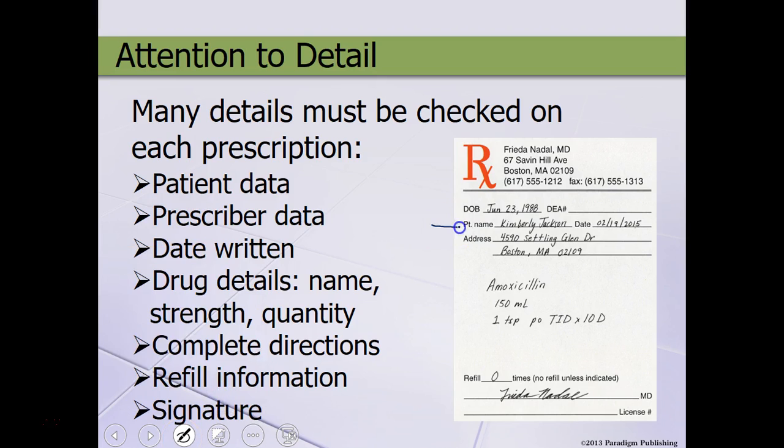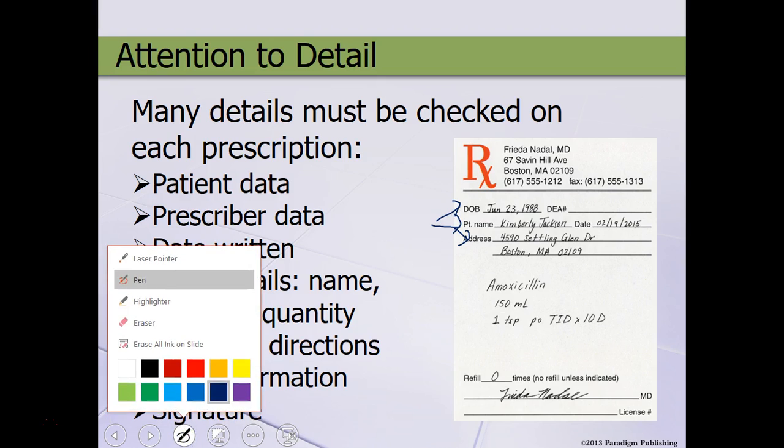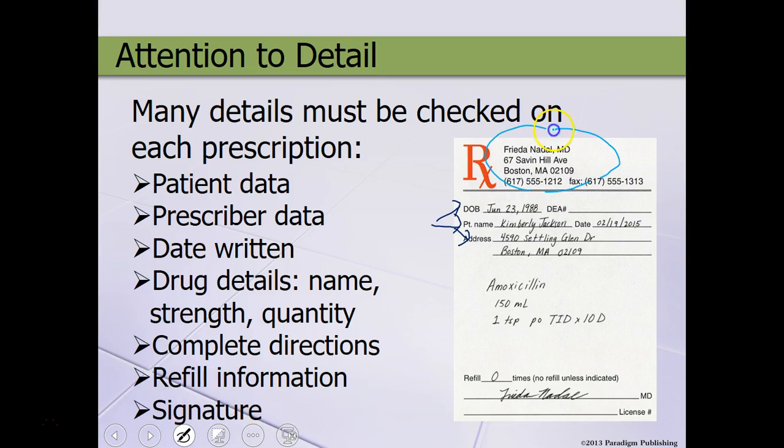Patient data. So we've got the patient name. That includes the patient's address. Also, the patient's date of birth should be on the prescription. The prescriber data should be noted at the top of the prescription, including the prescriber's name, their address, and a contact number. The date the prescription was written is critical. This prescription is now legal for 1 year from the time that it was written.